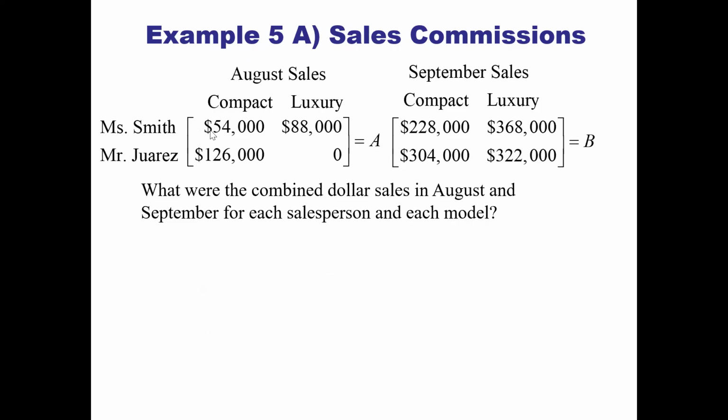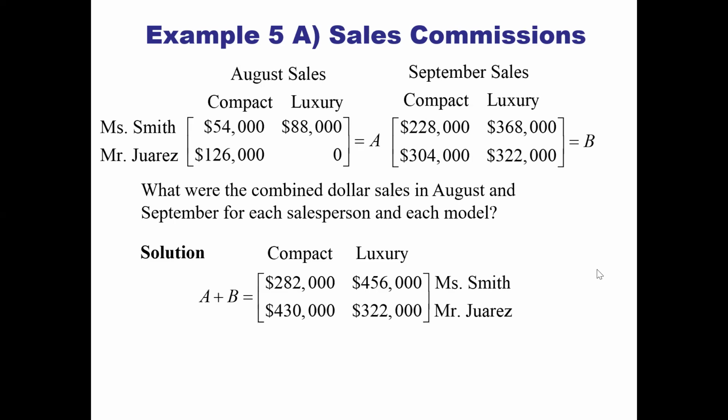Well, what we're just going to do is take and add the like elements. So the 54,000 plus 228, 88 plus 368, 126 plus 304, and 0 plus 322. And that's going to be our new A plus B matrix. Okay. And doing that, this is what we end up with for our compact and luxury cars for Ms. Smith and Mr. Juarez.